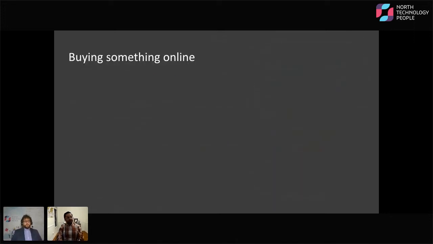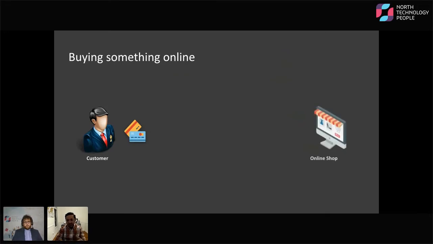So if we step back and think about how we buy something online today, we have a customer who has a card, and then there's an online shop. In very simplistic terms, the customer presents the card details, and then the online shop sends the goods and services. This looks very simple from a customer's point of view. Now we are going to take a peek behind the scenes to see how this payment facilitation is actually done and who all the parties involved are.